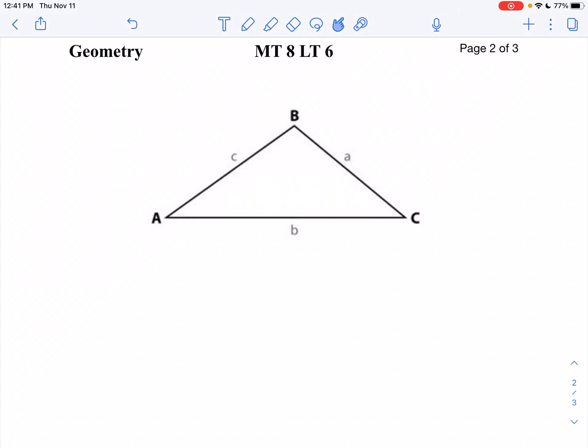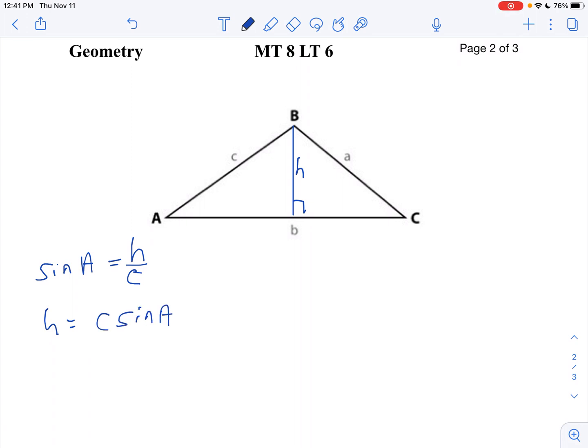We can use that dropping the height in to find an expression to help us solve the sides and angles of a triangle. So I'm going to do the same thing we did in the first page. I'm going to drop in my height. And what I'm going to do is write the sine of angle A equals h over c, or h equals c times the sine of A.